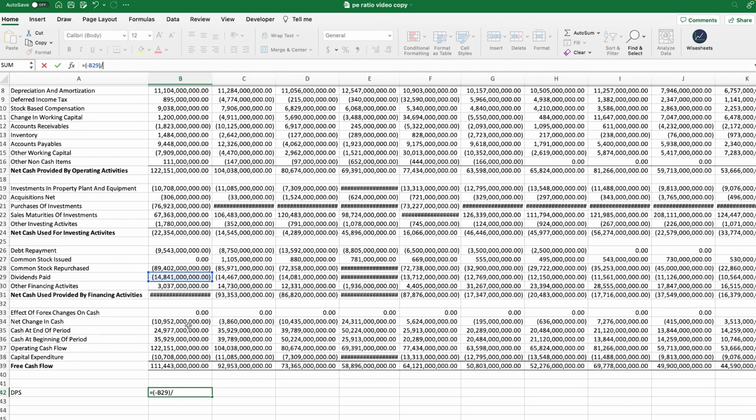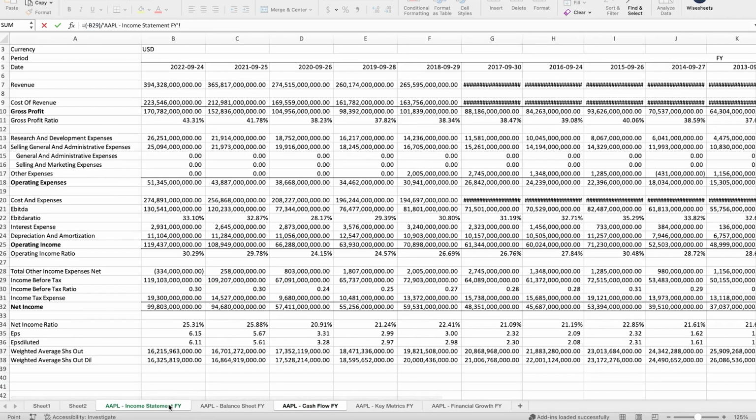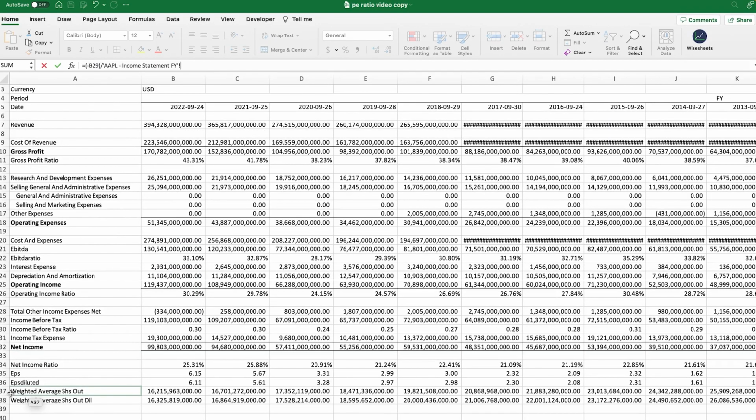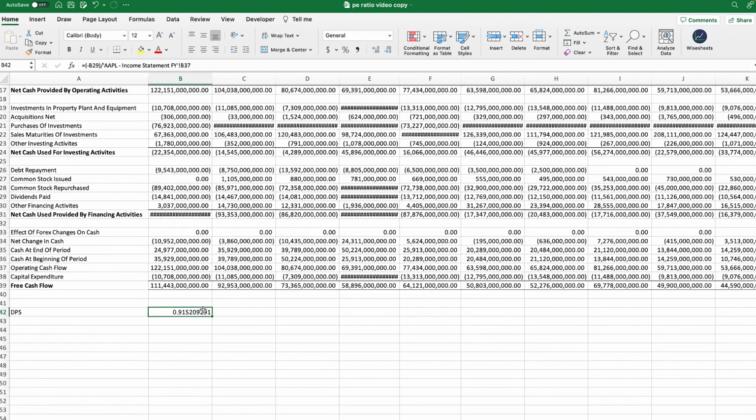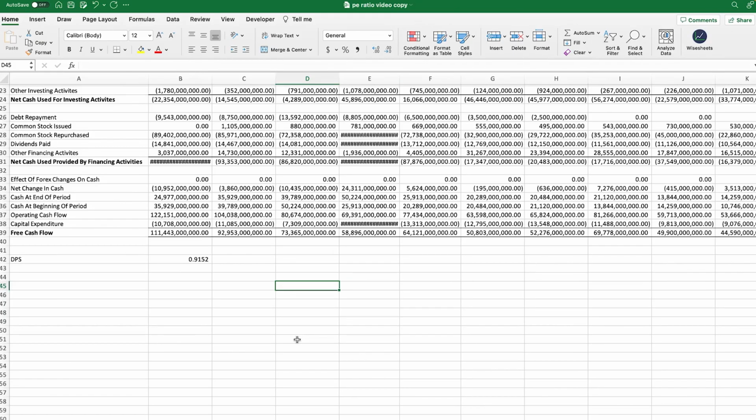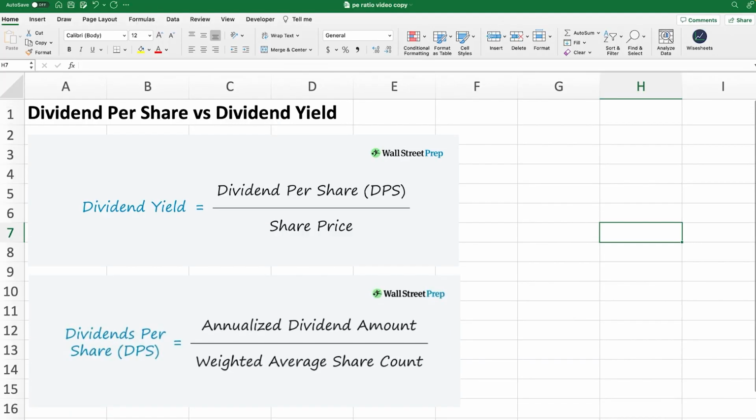And then we divide this by the number of shares outstanding. Weighted average shares outstanding is right here, and now we do this, and just like that we are going to get the dividends per share of this particular company. Now that we have this number, we can easily calculate the dividend yield.